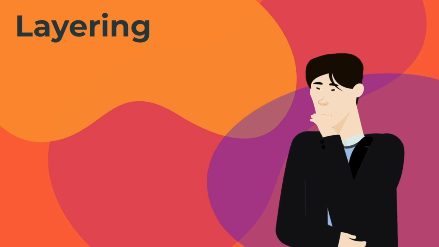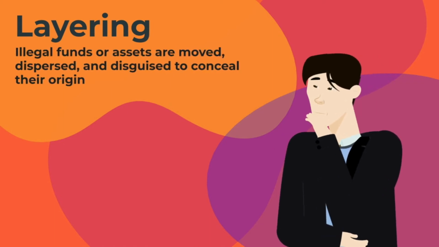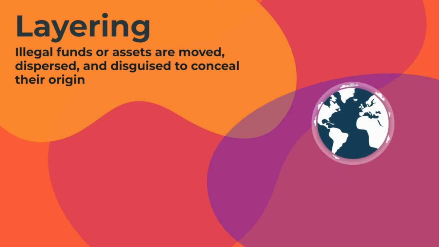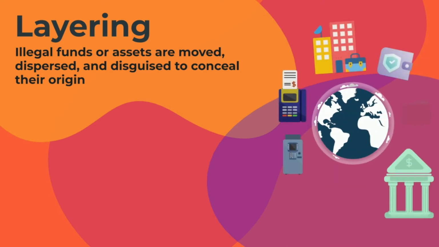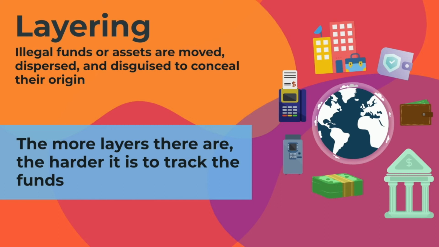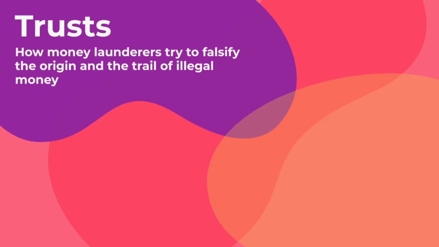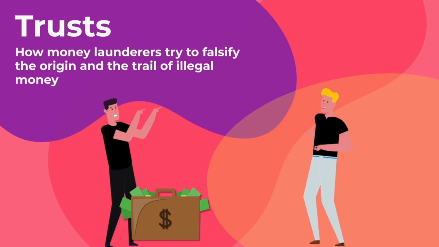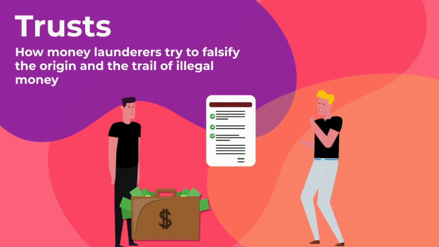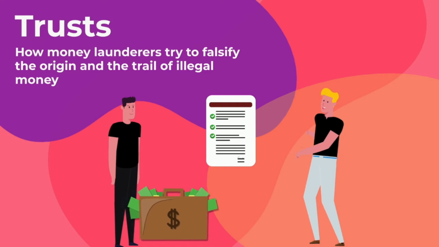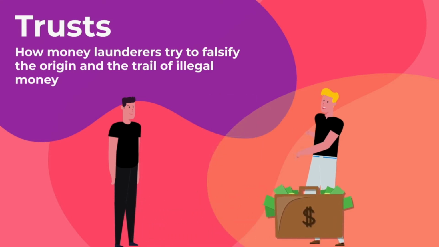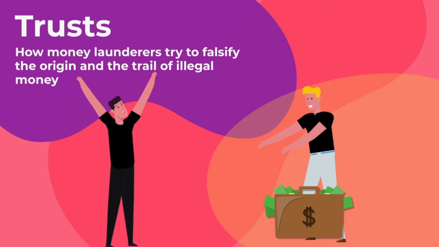Layering. Layering is the second stage of the money laundering process, where illegal funds or assets are moved, dispersed, and disguised to conceal their origin. Funds can be hidden in the financial system through a web of complicated transactions crossing international borders. The more layers there are, the harder it is to track the funds. Let's look at a few examples. Trusts. Trusts are a classic example of how money launderers try to falsify the origin and the trail of illegal money. They often set up offshore trust accounts, appoint someone they know to head the trust, and make that person the trustee of the funds. Then the trustee kindly gives the money launderer instant access to the funds.